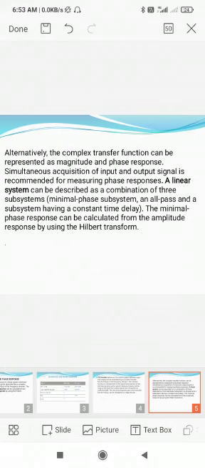A linear system can be described by the combination of three subsystems: a minimal phase subsystem, an all-pass subsystem, and a subsystem having constant time delay. The minimal phase response can be calculated from the amplitude response by using the Hilbert transformation.